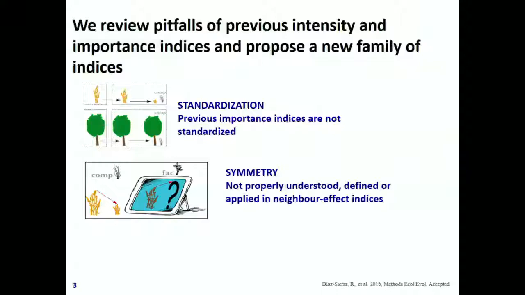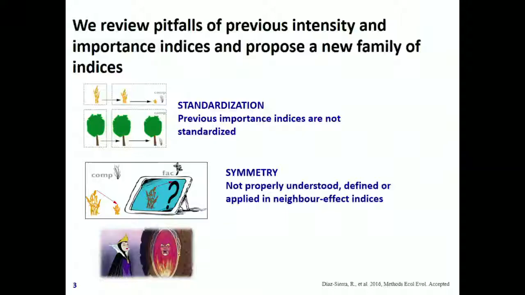So we had the old queen of competition, and now she knows that facilitation is out there, and she wants to know how important this facilitation is. Is it prettier than me? Is it more relevant than me? So she asks the magic mirror, and wonders, what's this facilitation? For that we need to measure competition and facilitation on the same balance. And this is what we call symmetry of competition and facilitation. We now know that this was not really well understood, defined or applied for this type of indices. It was out there, but not completely understood. We propose a solution, a new family of indices.